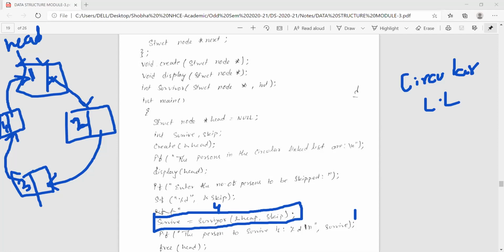And what you are passing as an argument, this is function call. Survivor is the function call. And this function call, 2 things are passed as an argument. What is this, address of head? Not heap, sorry, head. Address of head means what? What is it sending as an argument?